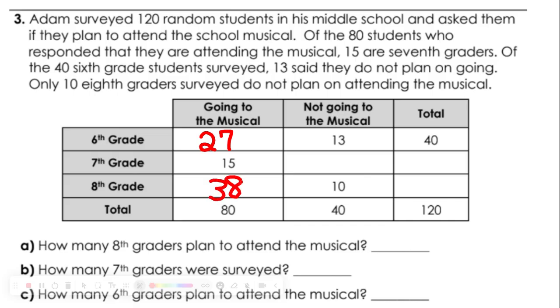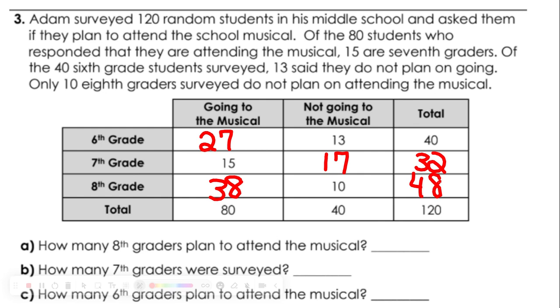I think I have one more subtraction I have to do. Look at the 40 at the bottom of not going to the musical. The total not going to the musical are 40, and I know 10 of them are 8th graders and 13 of them are 6th graders. So I'm going to do 40 minus 10 minus 13. That gets me 17. Now I'm ready to add to get the totals I'm missing. So the total 7th graders are going to be 15 plus 17. That's 32. And the total 8th graders are going to be 38 plus 10. That's going to be 48.